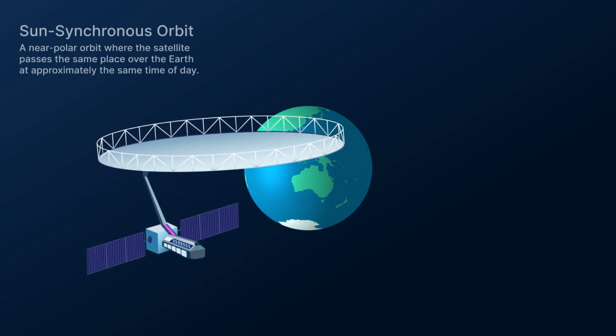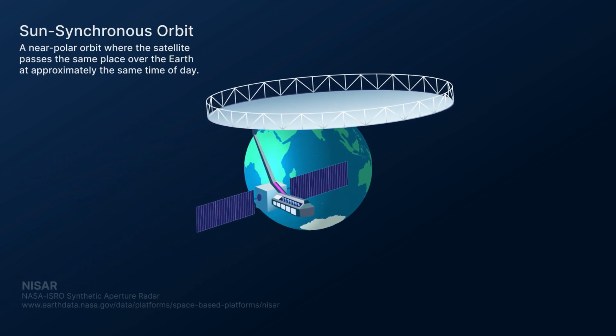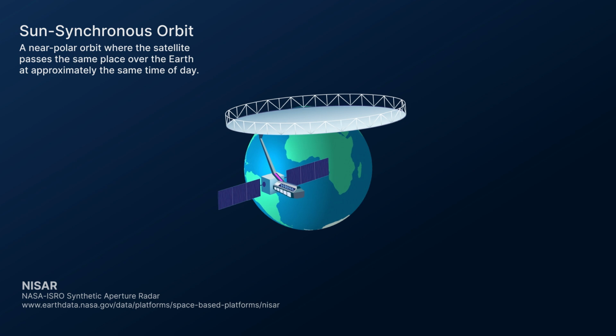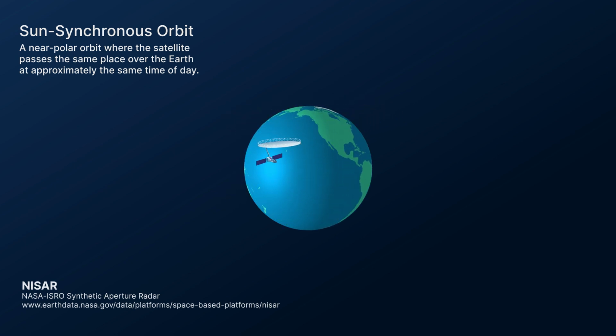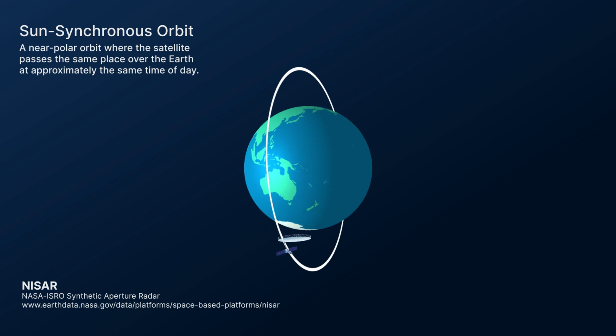Here's NISAR, here to demonstrate a Sun-Synchronous Orbit. A Sun-Synchronous Orbit is a near-polar orbit where the platform passes over the same location at approximately the same time of day. NISAR observations from the joint NASA-ISRO Synthetic Aperture Radar platform provides new opportunities for monitoring Earth's surface, from cryosphere to sea level, measuring changes as small as a centimeter.